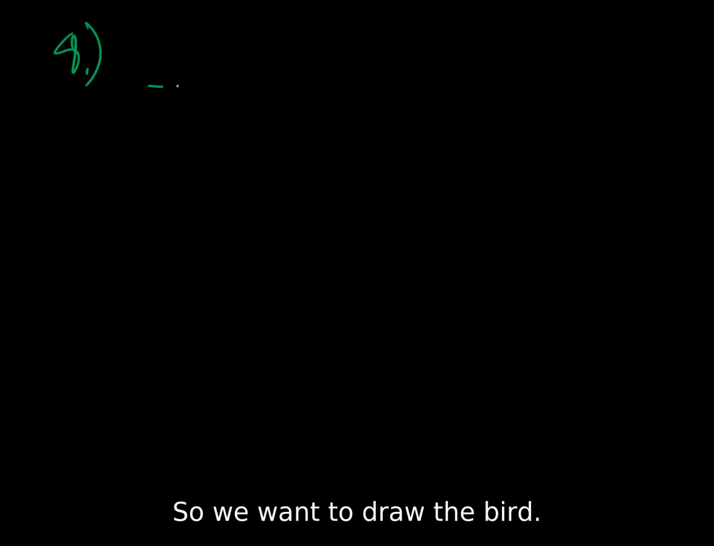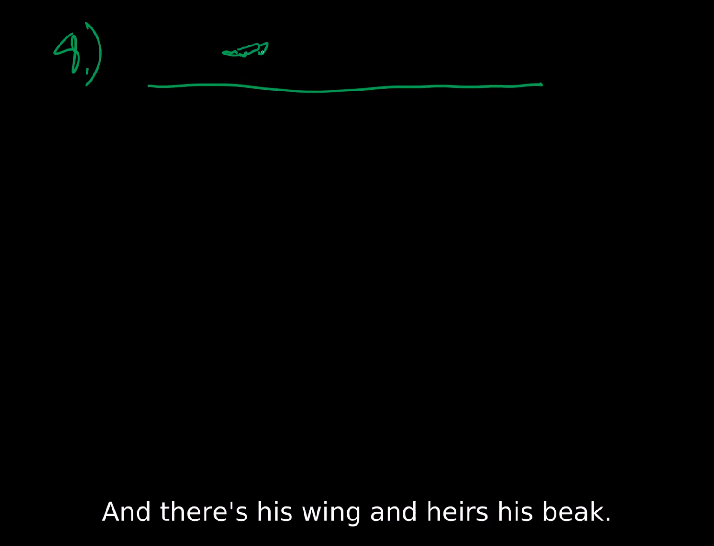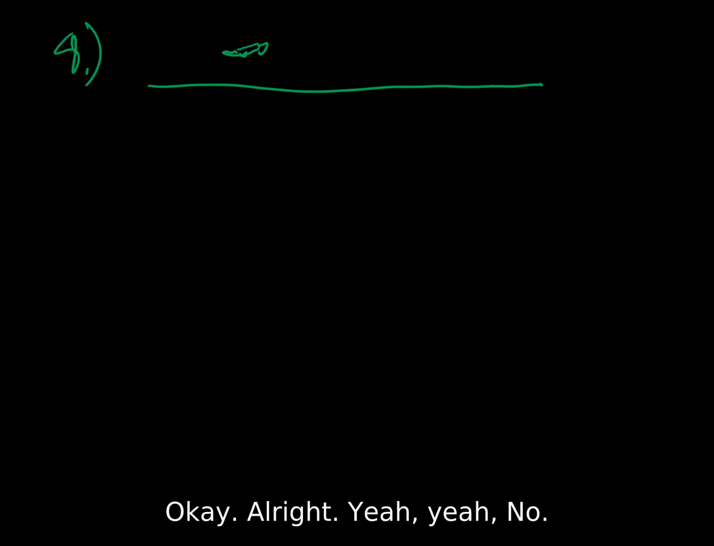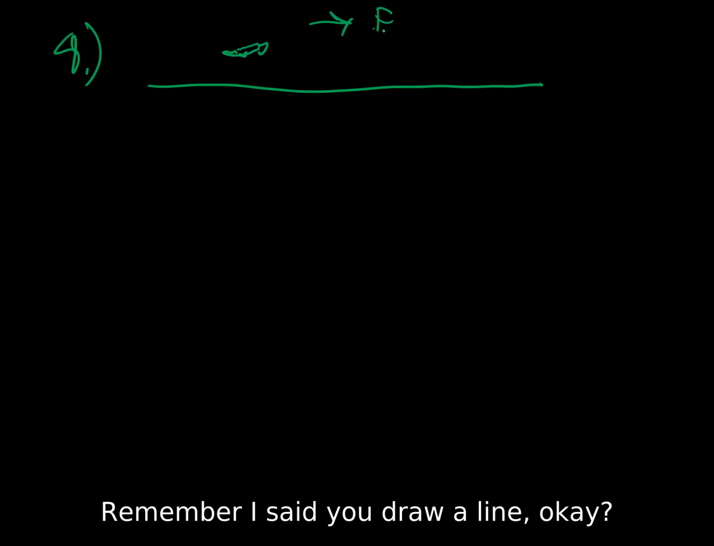All right, so first thing we're going to do is do what? We're going to cry. No, we're not going to cry. We never cry. It's no good. So we want to draw the bird, right? And so we got a bird flying. See if I can draw a bird. And there's his wing, and there's his beak. Okay. All right. So he's flying due east. That's east. Remember I said you draw it and label it.